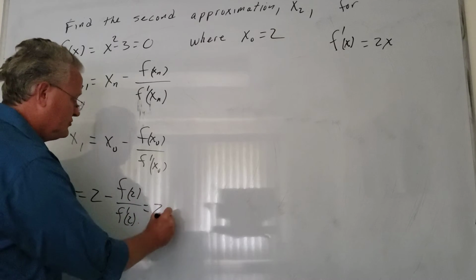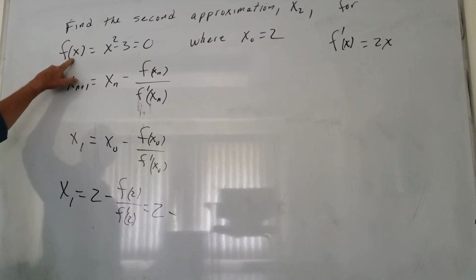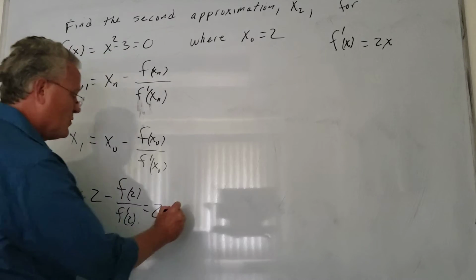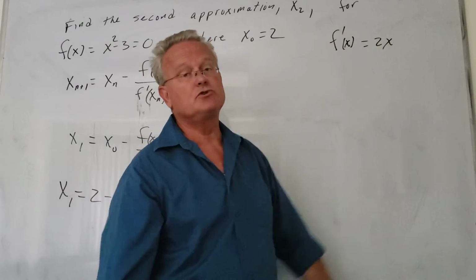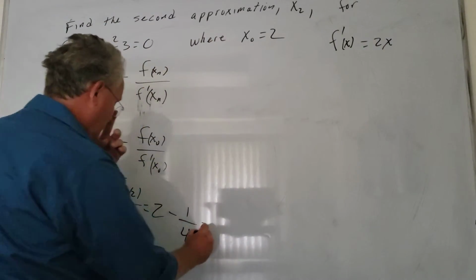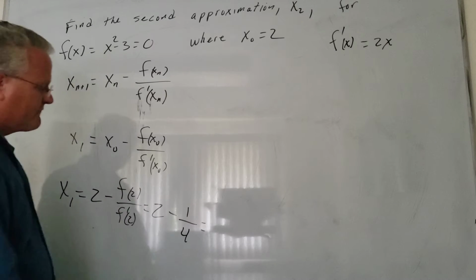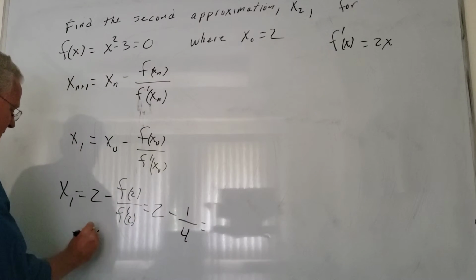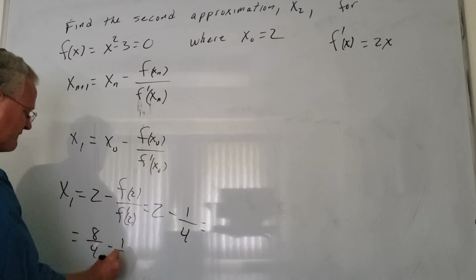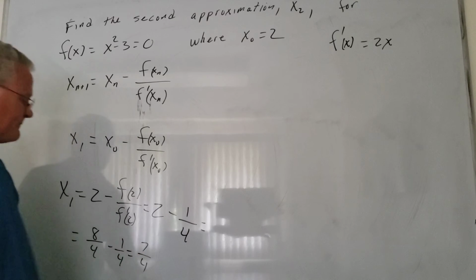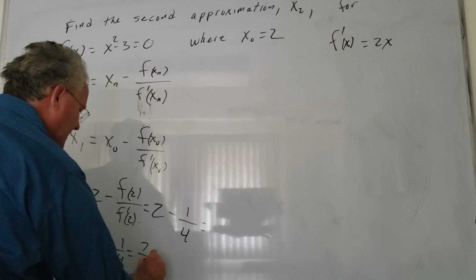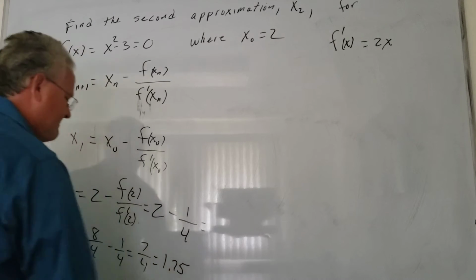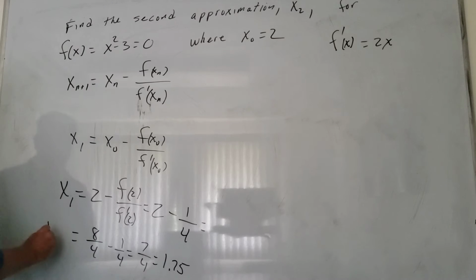Well, what is this? 2 minus f of 2. When I plug in 2 here, we get 4 minus 3 is 1. The derivative evaluated at 2 is 2 times 2, which is 4. Let's think of 2 as 8 over 4, minus 1 over 4 is 7 over 4. And if you want to write that as a decimal, 7 over 4 is 1 3/4, which is 1.75. Okay, so that's our value for x1.